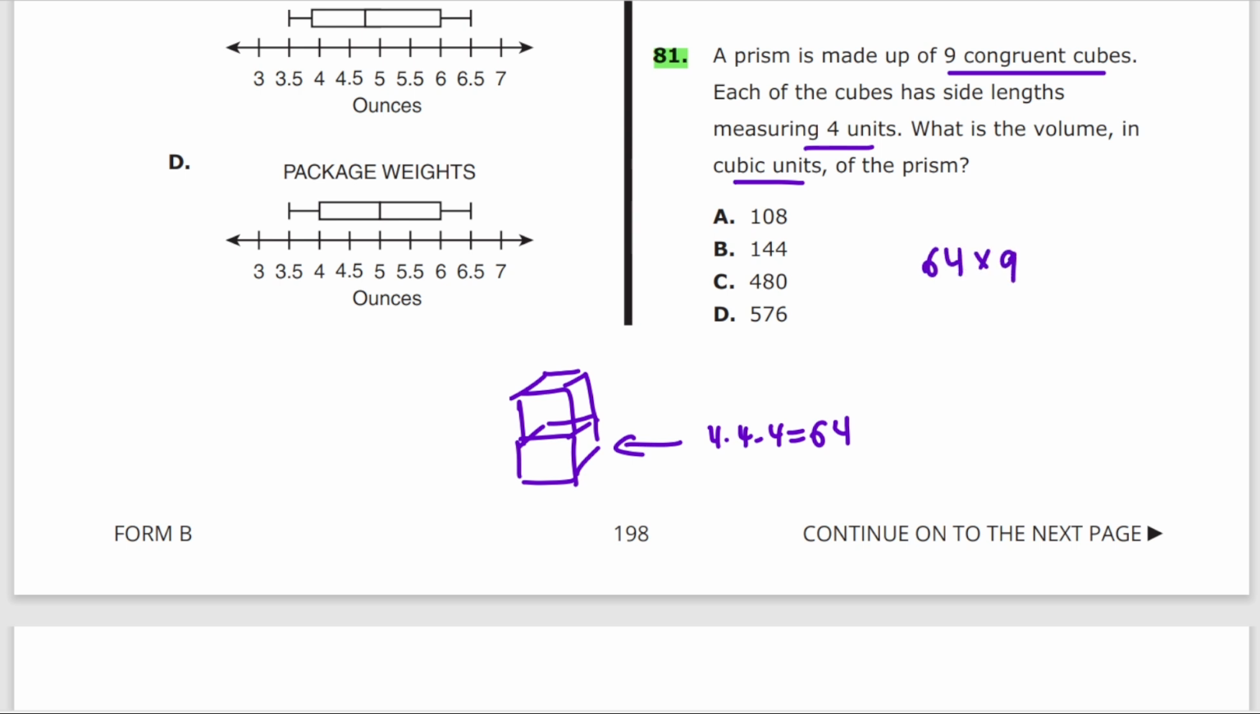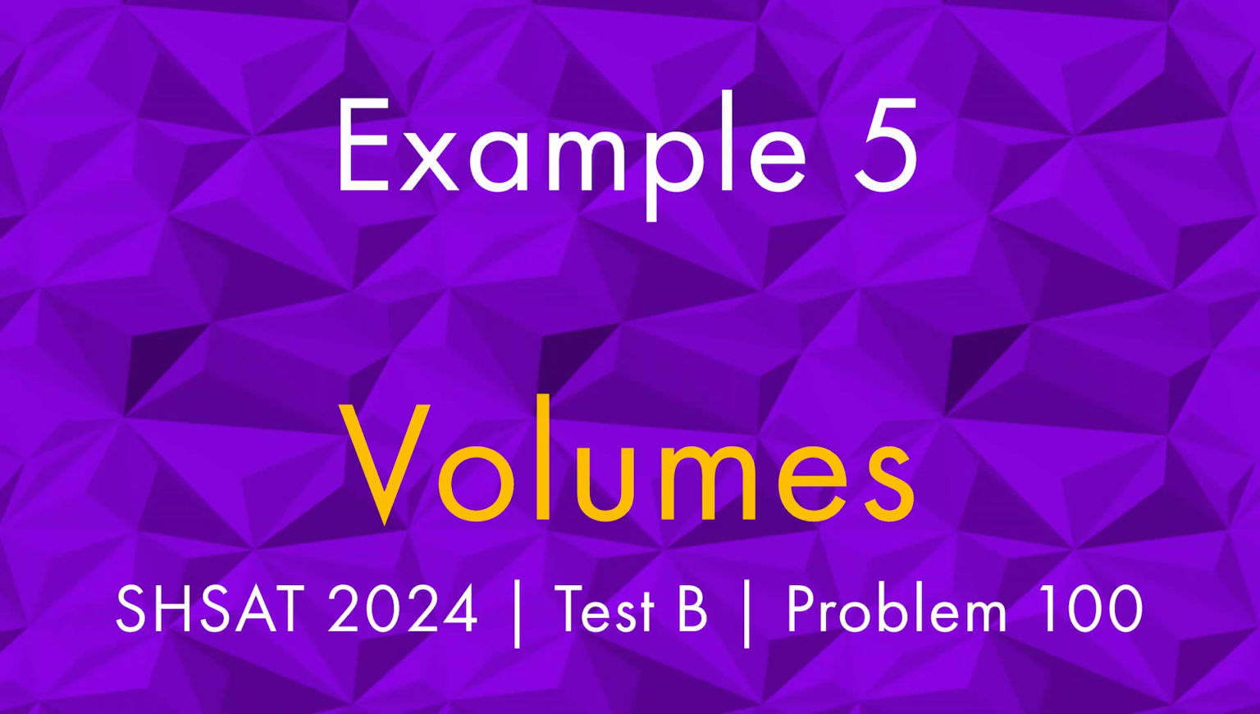You can do this, or you can use the trick. 4 times 9 will be 36, so this whole number will end with 6. 8, 4, 0, 6 is the only one that is correct, which is D. That's it. We are almost done.